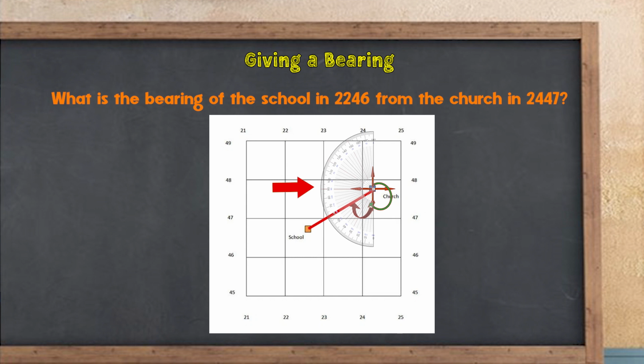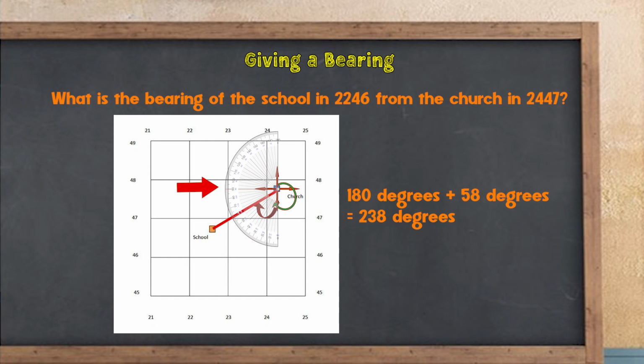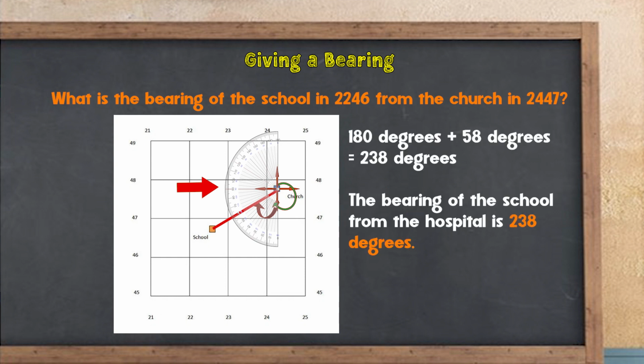However, this is not our final answer. Remember, we are measuring the angle in a clockwise direction from north. Also remember that the angle from north to south is 180 degrees. Therefore, our final answer is determined as follows: 180 degrees plus 58 degrees equals 238 degrees. Therefore, we can say that the bearing of the school from the church is 238 degrees.